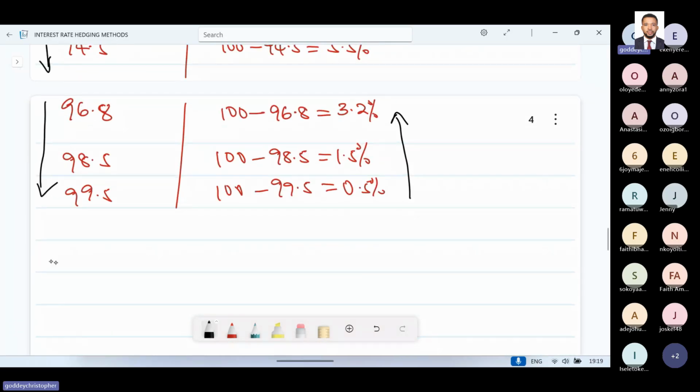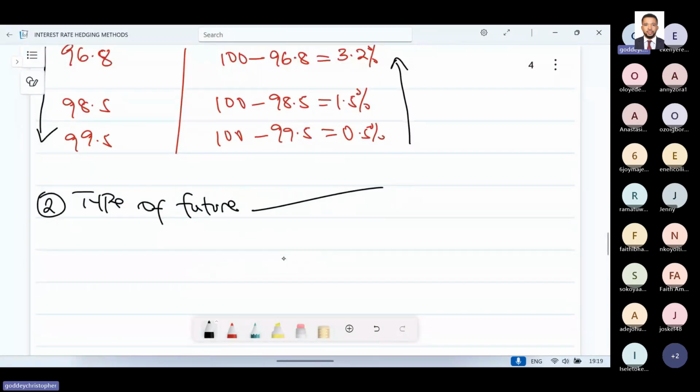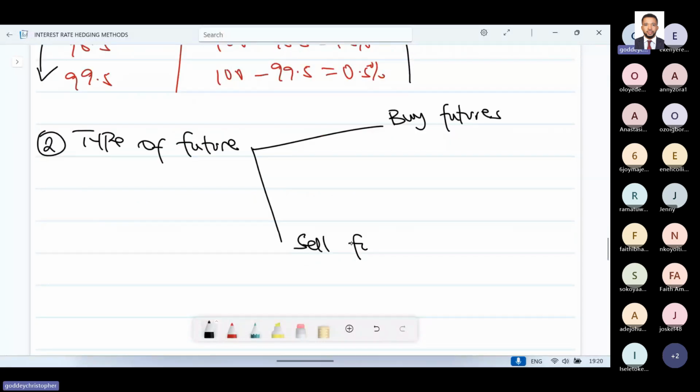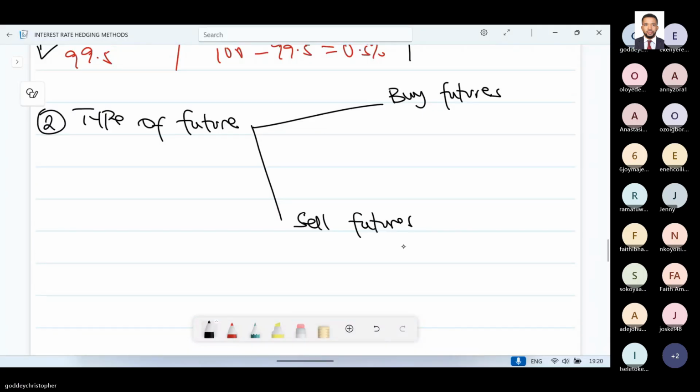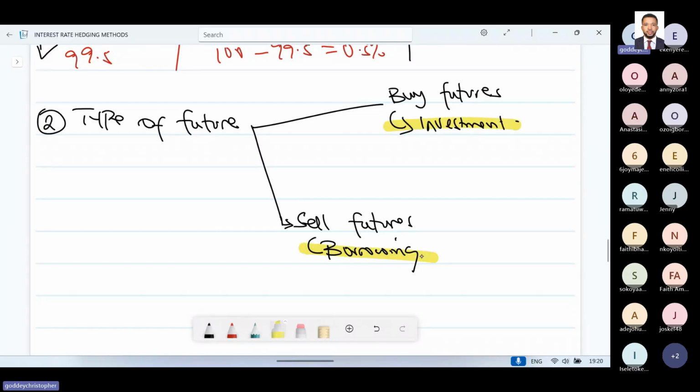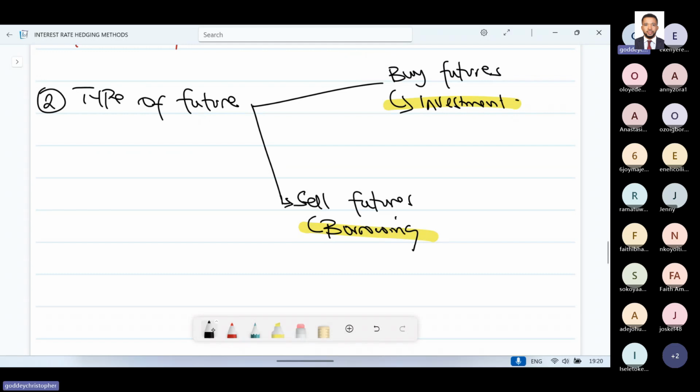Number two thing I need to do is identify the type of future. There are two types. Of course, you have either to buy futures or to sell futures, right? This is in case of borrowing, and this is in case of investment. No thinking. If you are investing, what do you do? Buy futures. If you are borrowing, what do you do? Sell futures.